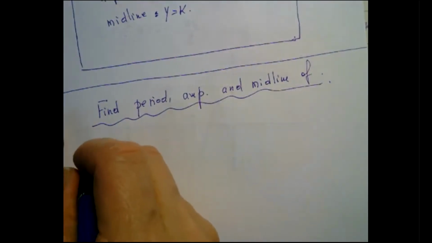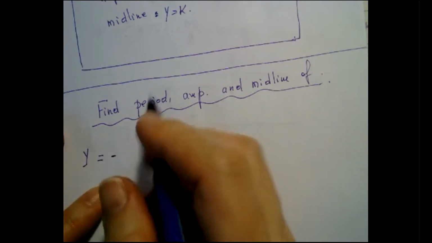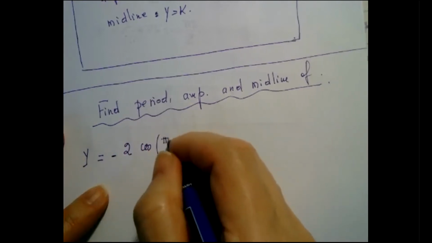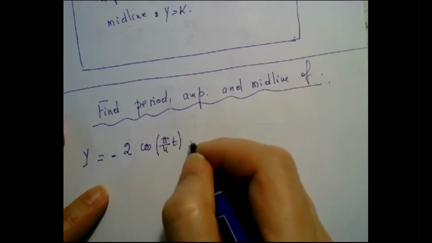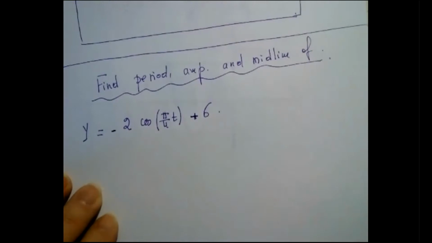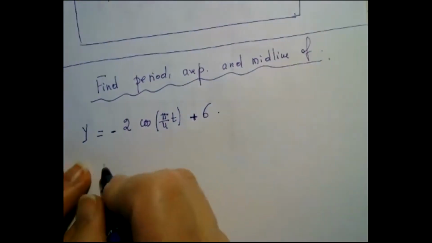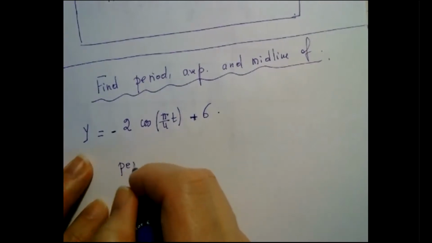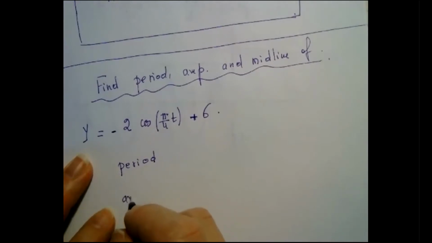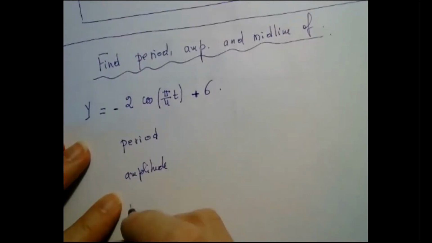Suppose I take y equals minus 2 cosine of pi over 4 t, plus 6. And the question is really to figure out everything about this function. So I'm going to figure out the period, the amplitude, and the midline.